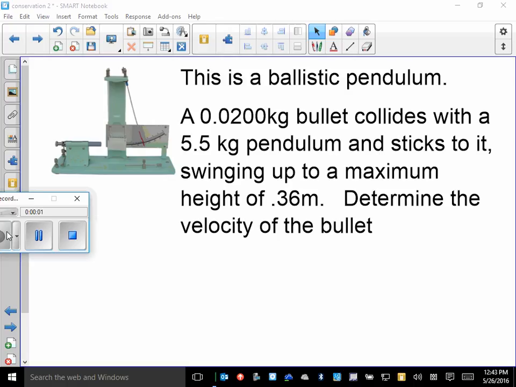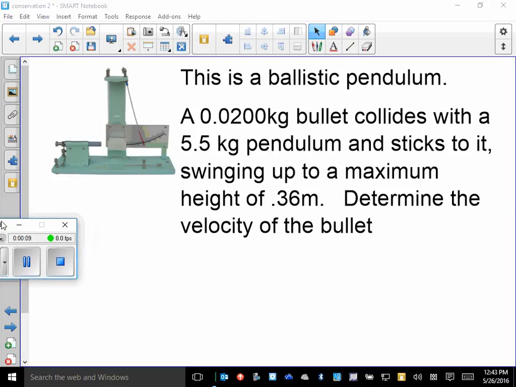So this is a ballistic pendulum. You just saw a video of a ballistic pendulum, hopefully before. It didn't stick, but in this example, it does stick. So we shoot the bullet, it hits some piece of wood, it sticks to it, and then that pendulum and the bullet swing up. And if we measure the initial height and the final height, that's going to give us some information.